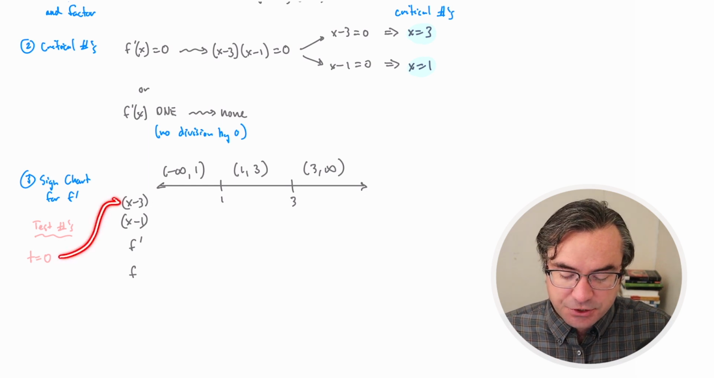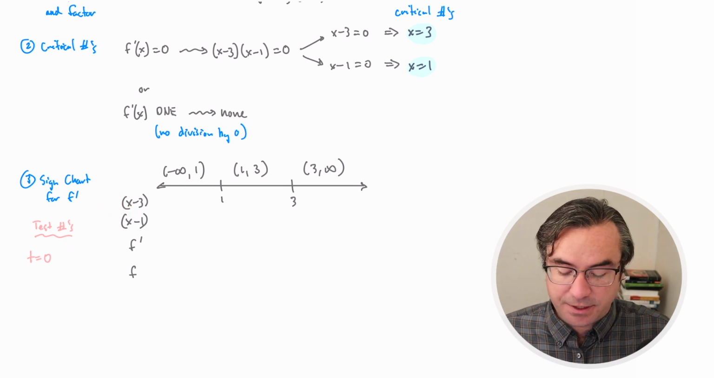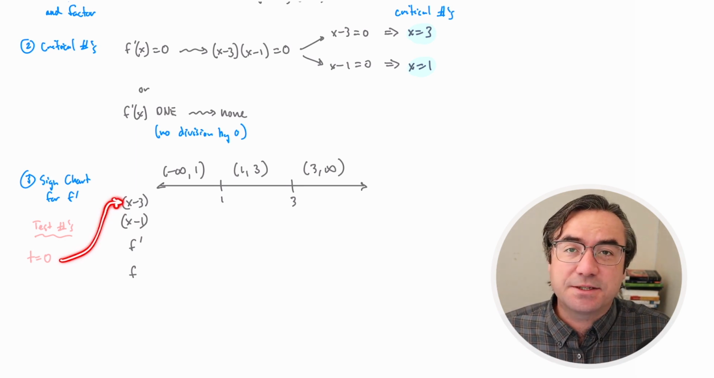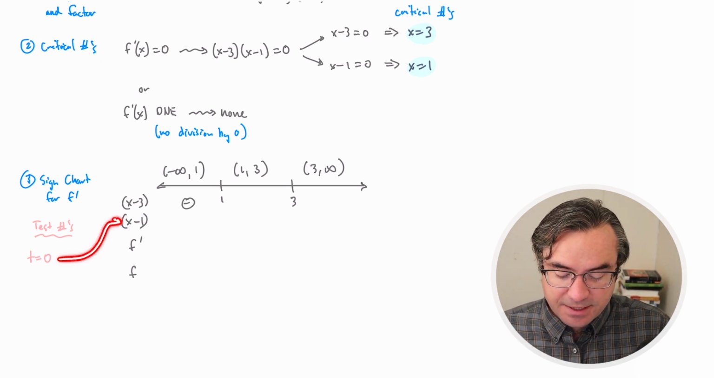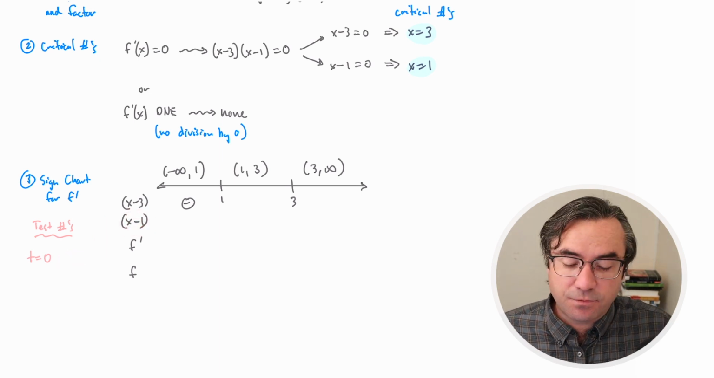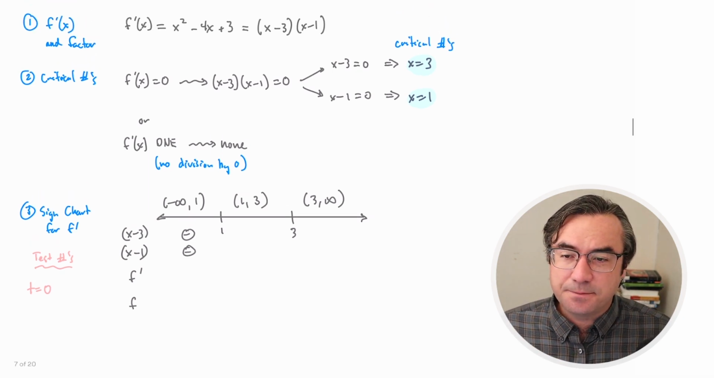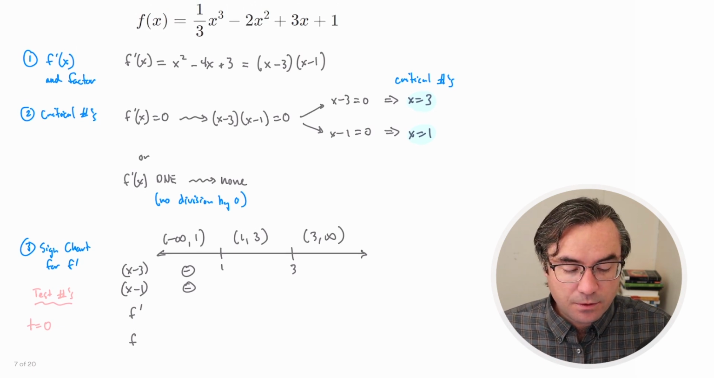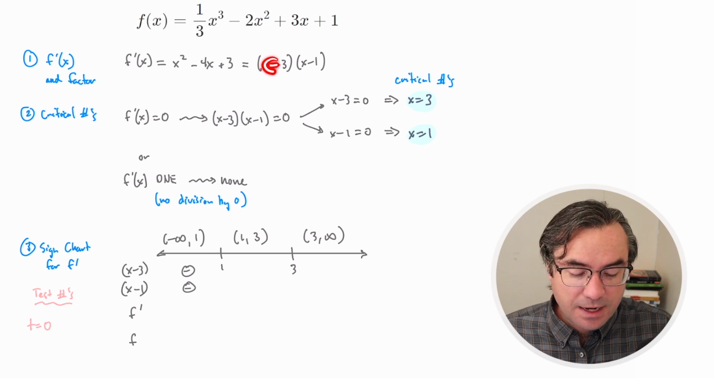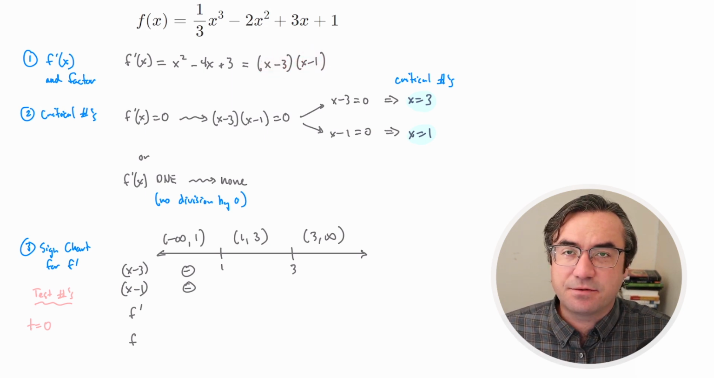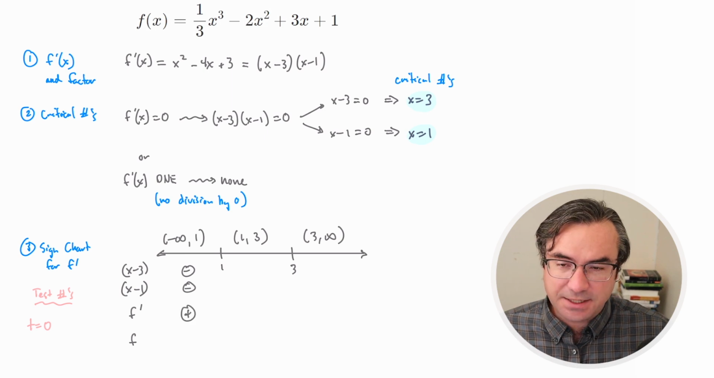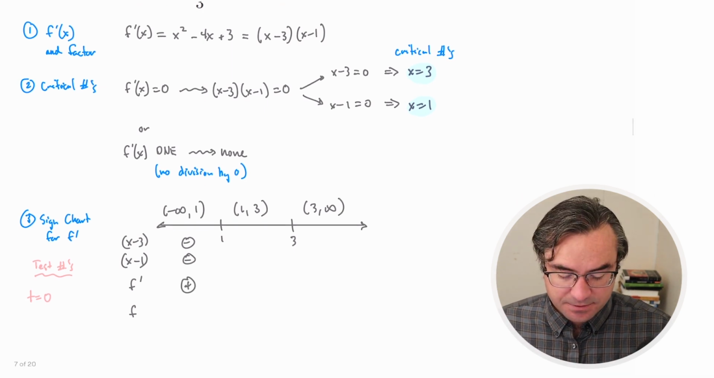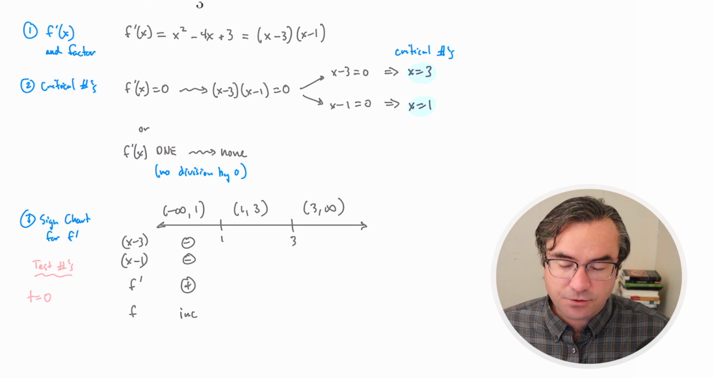And we're going to plug this into the first factor, x minus 3. When we do that, we get 0 minus 3, so we get a negative result. If we plug 0 into the second factor, we get 0 minus 1, so negative 1. So it's negative there. By the factoring of f prime, on that interval we have a negative number times a negative number. So this is a double negative, which means f prime is positive. And that tells us the original function f is increasing on that interval.